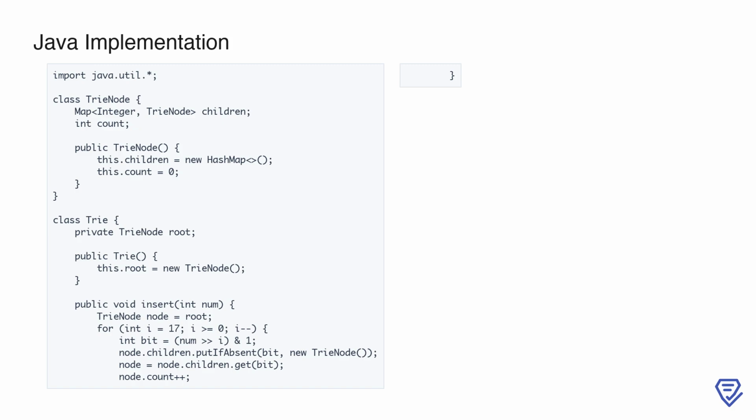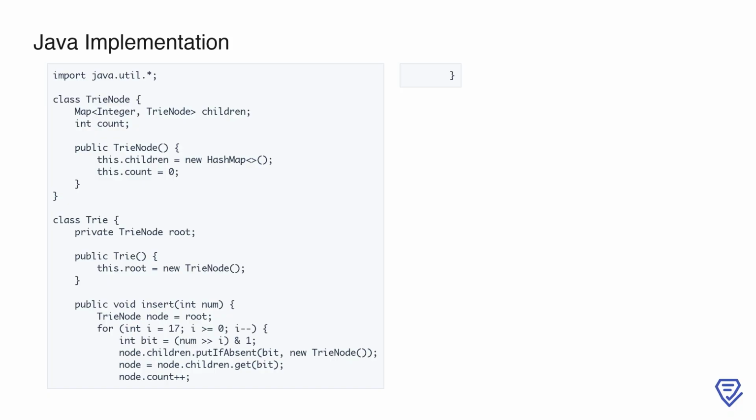Here, we start by defining our tree node class, which represents a single node in the tree data structure. Each node contains a map called children to store its child nodes, where the key is the bit value, either 0 or 1, and the value is the corresponding tree node. Additionally, there is a count variable to track how many numbers pass through this node.